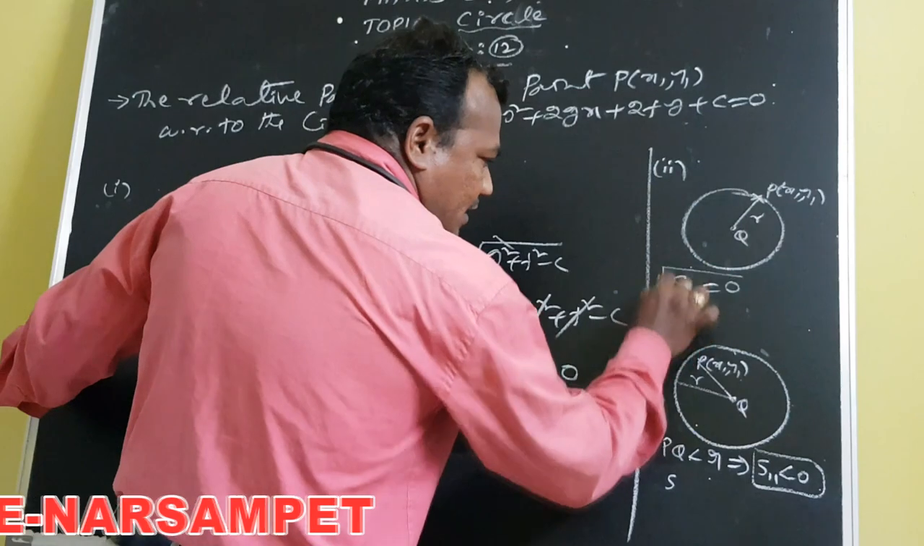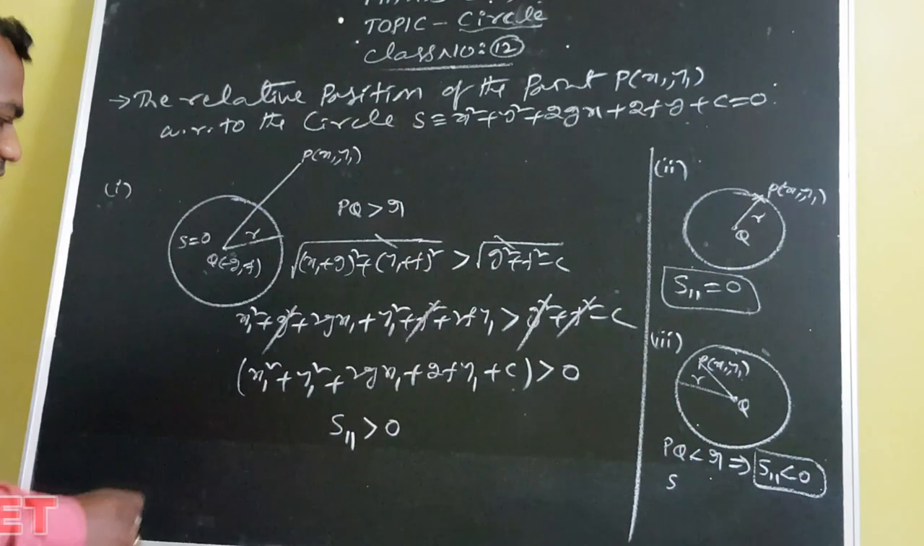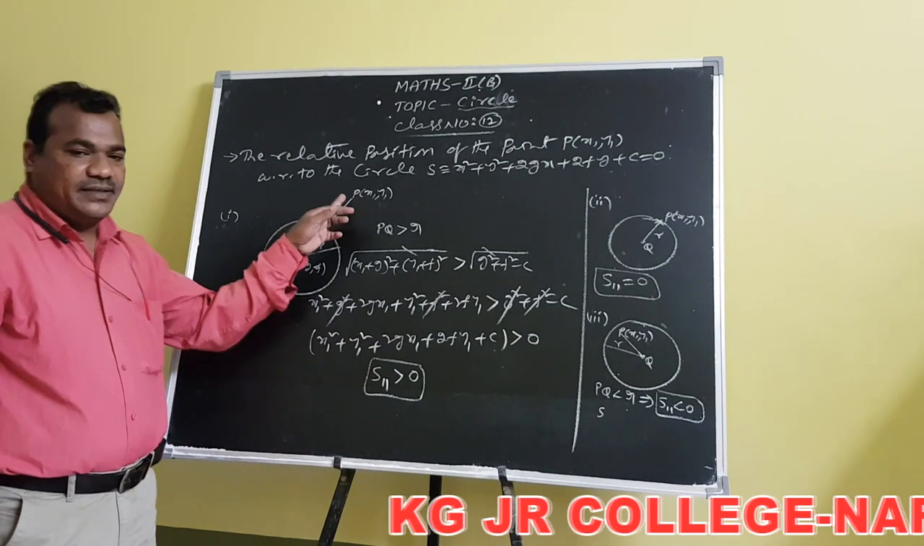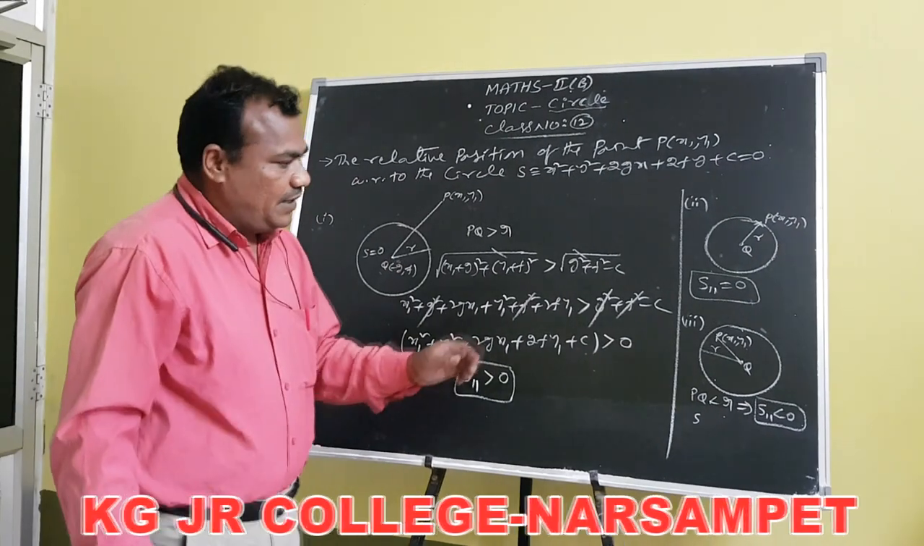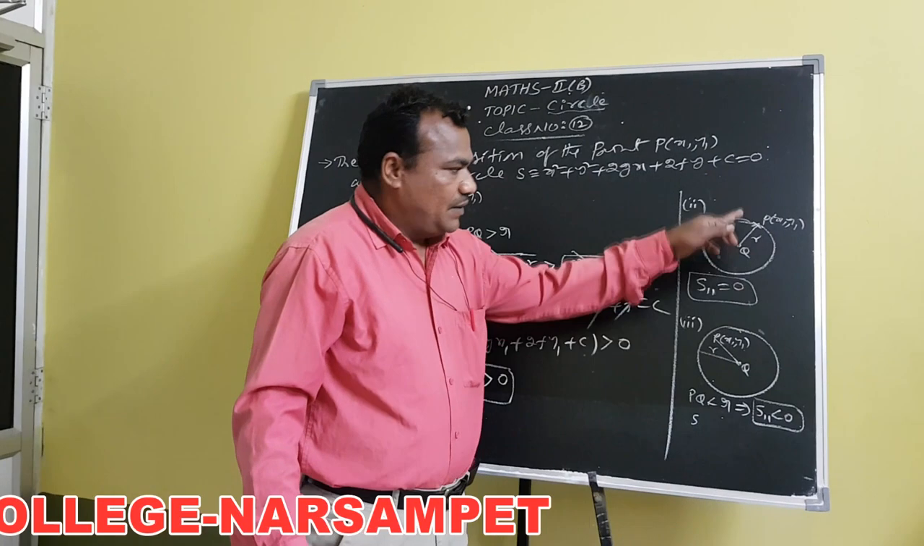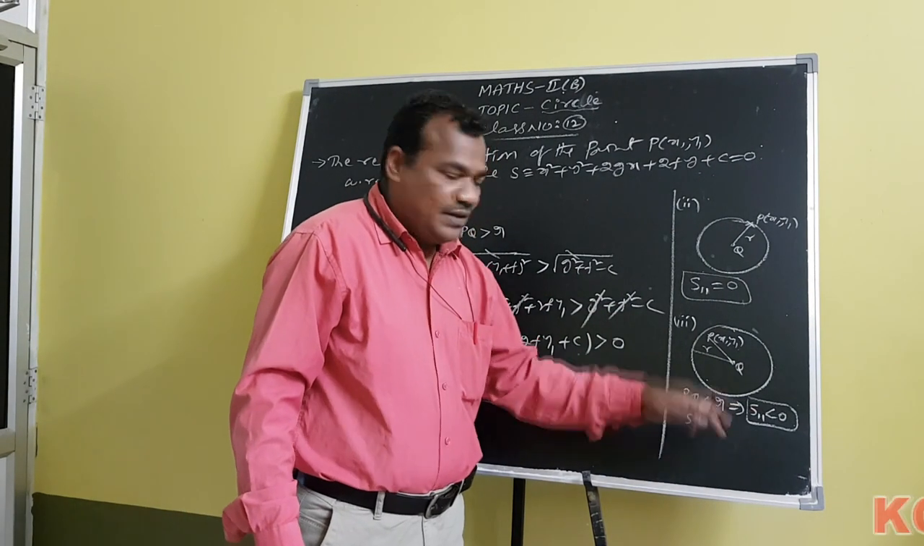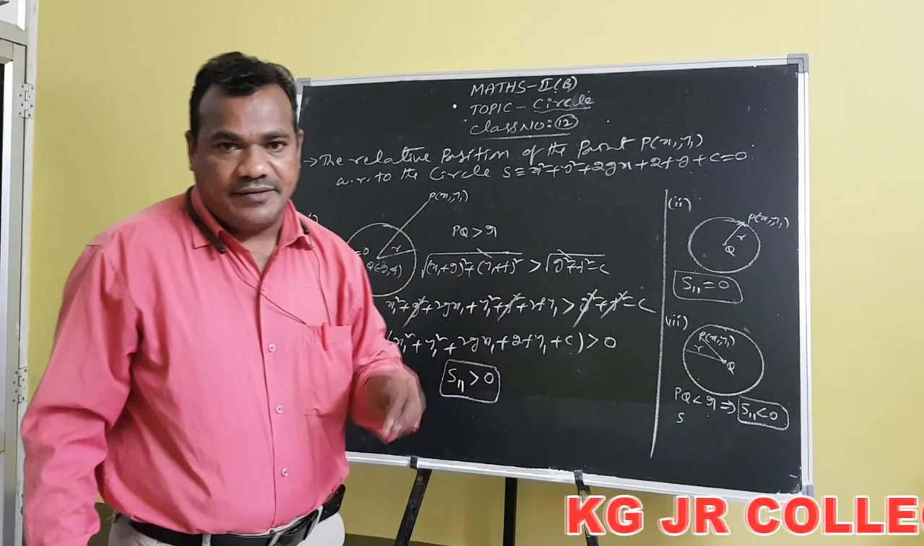Yes, these are the three conditions. If S11 is greater than 0, the point lies exterior to the circle. If S11 is equal to 0, the point lies on the circle. If S11 is less than 0, the point lies interior to the circle.